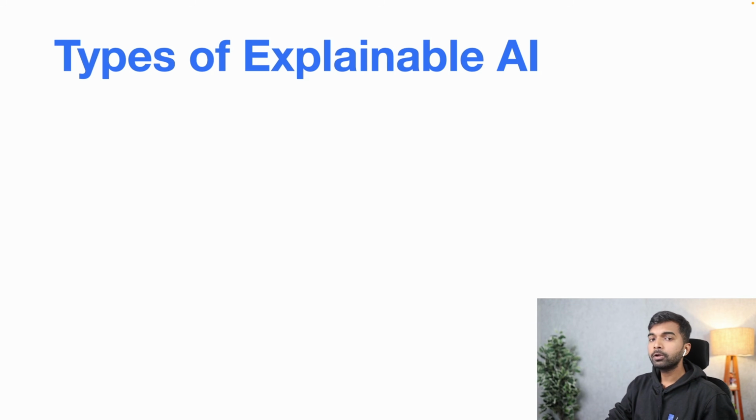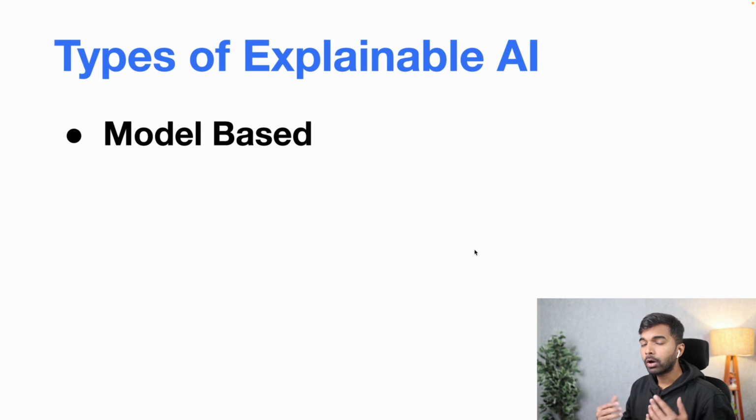So there are two types of explainable AI. One is model based. Model based explainable AI techniques depend on the structure of the model itself. So for somewhat simpler models like linear regression, logistic regression, decision trees, you can use the structure of the model itself to understand why the model gave a particular result. They are interpretable by design.